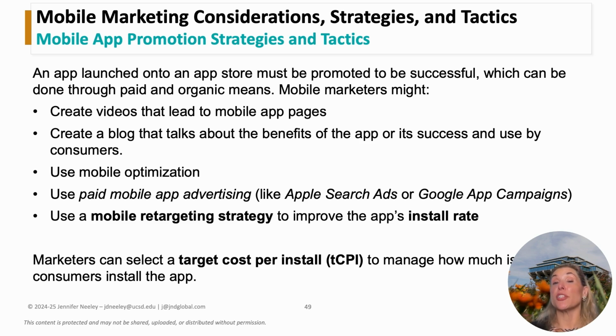Promoting a mobile app requires a mix of paid and organic strategies to boost visibility and downloads. Marketers can create engaging video content, write informative blog posts, and optimize for mobile searches. Paid advertising, such as Apple Search ads and retargeting campaigns, improve app installs by reminding users to download the app. Marketers also set a target cost per install, TCPI, to control promotion costs and maximize returns.